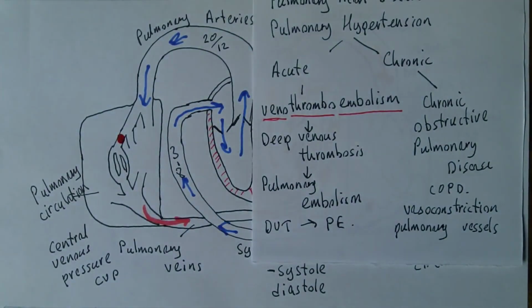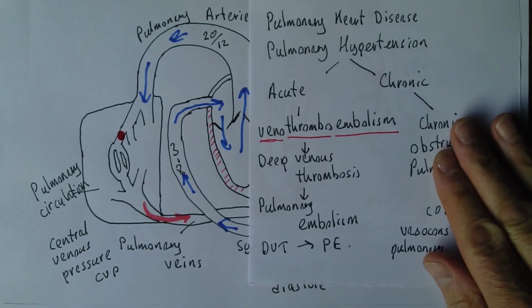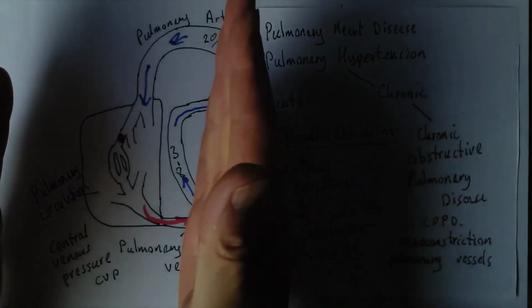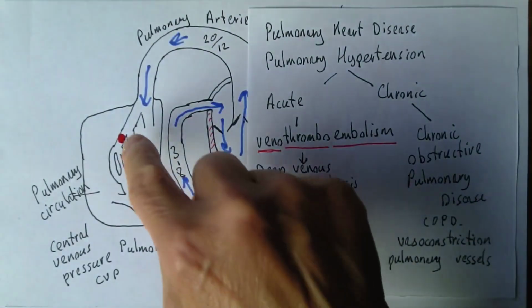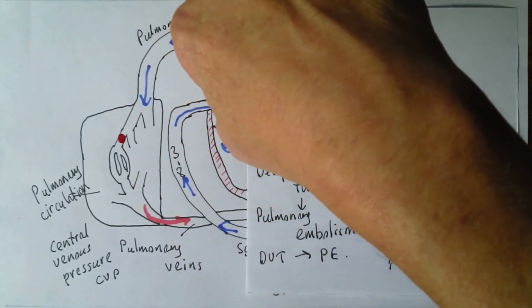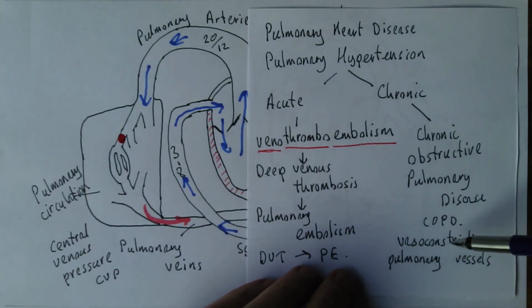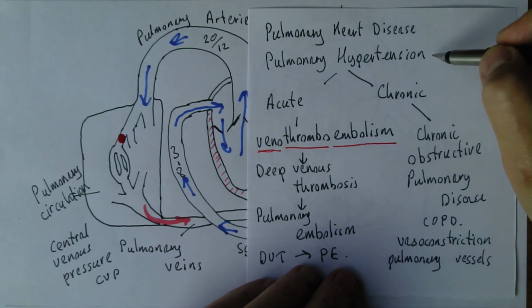There's going to be a global pulmonary arterial reflex vasoconstriction in response to the reduced levels of oxygen in the alveoli. And if we constrict the vessels, that's going to increase the resistance, and that's going to increase the pressure in the pulmonary artery. So again, the COPD causing the vasoconstriction of the pulmonary vessels is going to lead to pulmonary hypertension.